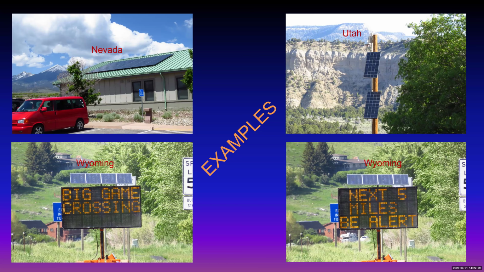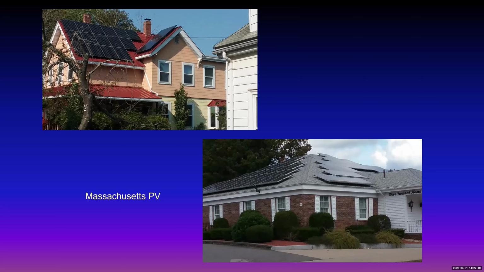More examples up in Massachusetts, rooftop PV. Notice a pretty significant slope on that top roof to keep the snow off. But that's also a pretty good slope. Notice also, though, they're looking in two different directions. That was unheard of 25 years ago. 25 years ago, everything had to look south. That's no longer the case.